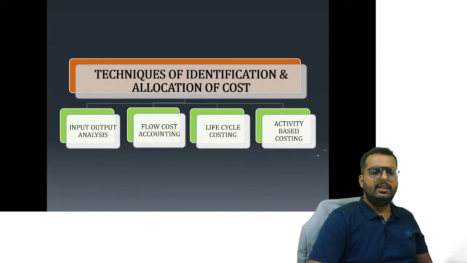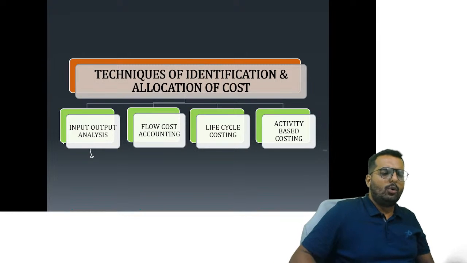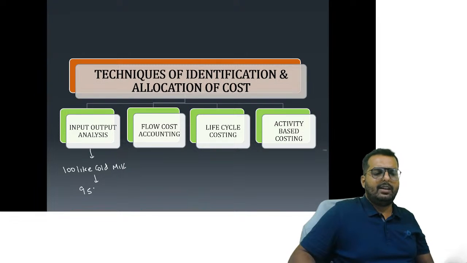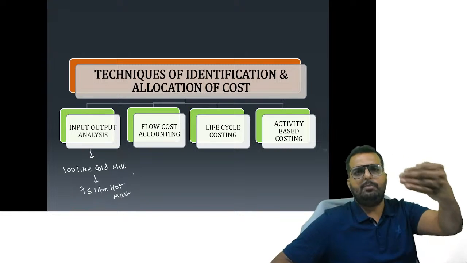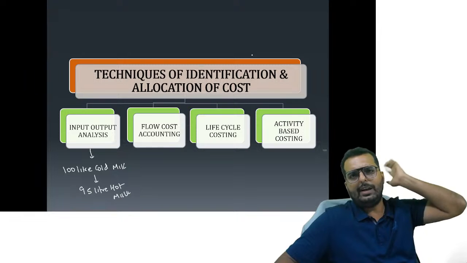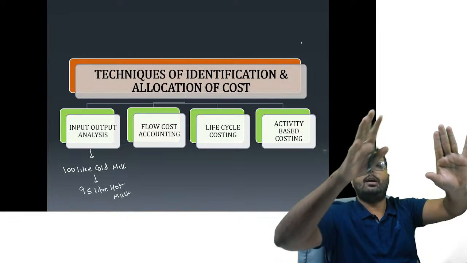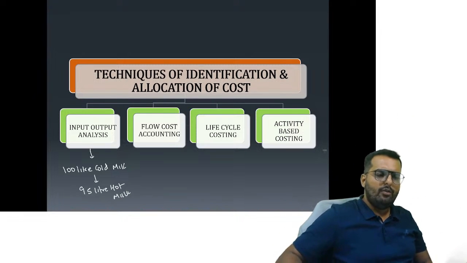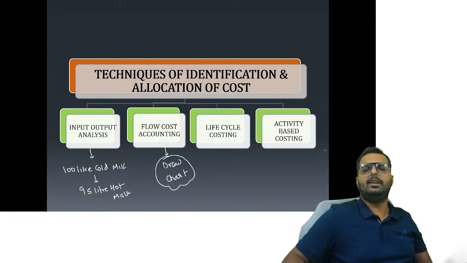Okay. So these are the following techniques that they use in environmental accounting. Input output analysis. If you put 100 liters of cold milk and you heat it, you may get 95 liters of hot milk. That is a simple example of input output analysis. So in environmental accounting, you can plan, if I plant 10 trees, pollution will come down by this much. Okay. Flow cost accounting, this is basically drawing a chart of how you can reduce the environmental damage.